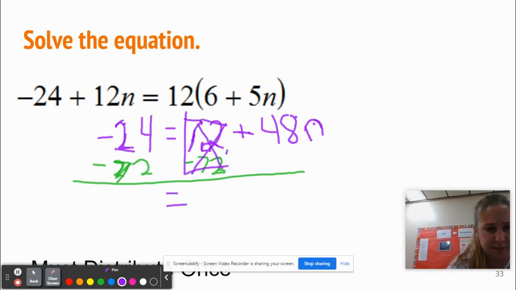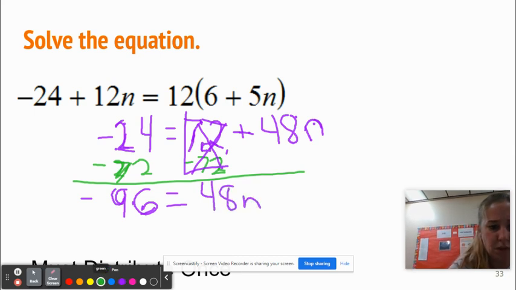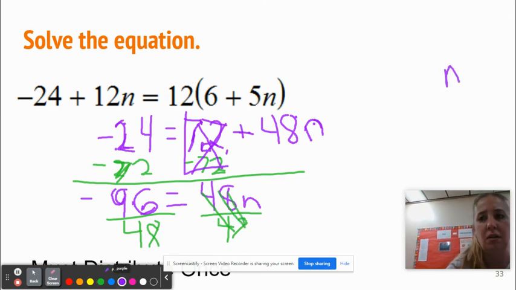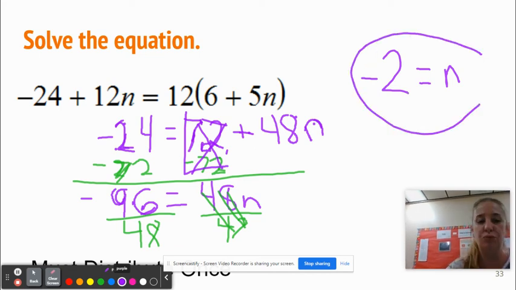Equal sign comes down. If you owe me $24 and you borrow 72 more, you would owe me 96 altogether. 48n is over here. Then we divide by 48 on both sides. Gone, gone. And you would have n equals negative 2. Right? Negative divided by a positive is negative. 96 divided by 48 is 2.